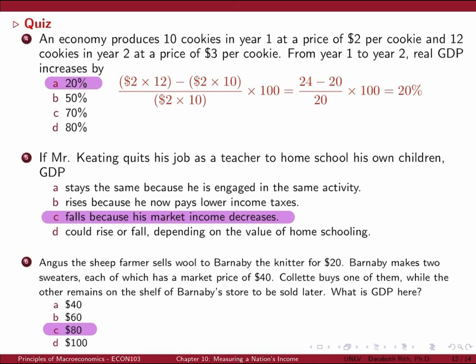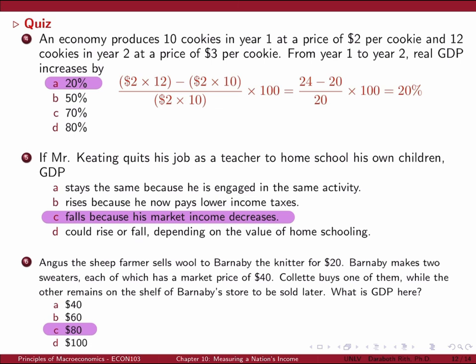Question number 4. An economy produces 10 cookies in year 1 at a price of $2 per cookie and 12 cookies in year 2 at a price of $3 per cookie. From year 1 to year 2, real GDP increases by. To calculate real GDP, we use the price of the base year. Assume year 1 is the base year. Real GDP for year 1, you take $2 times 10 equals $20. Real GDP for year 2, you take $2 times 12, that equals $24.